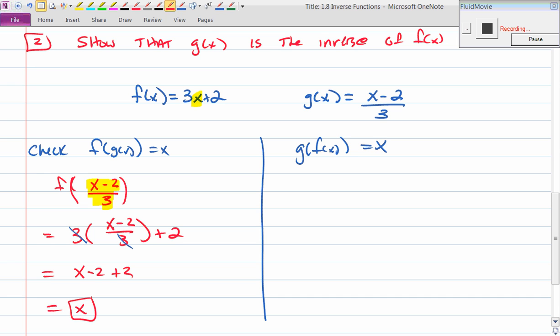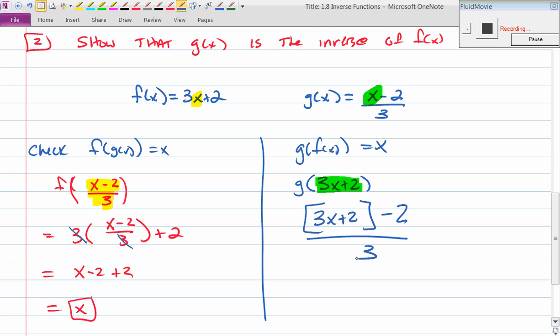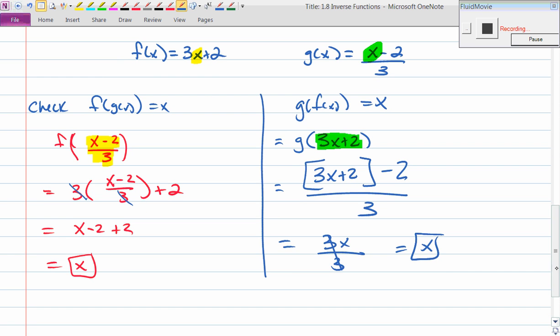Alright, but we also have to check to make sure that g of f of x gives us back the identity x as well. So we're going to say g of f of x, where f of x is 3x plus 2. Now I'm going to substitute all of this into my g function for x. That gives me 3x plus 2, minus 2, all divided by 3. Well, that gives me just 3x plus 2 minus 2, that goes away, over 3. Oh, check it out, I get an x. I've now shown that each of these gives me back the identity function, so g of x is indeed equal to the inverse.